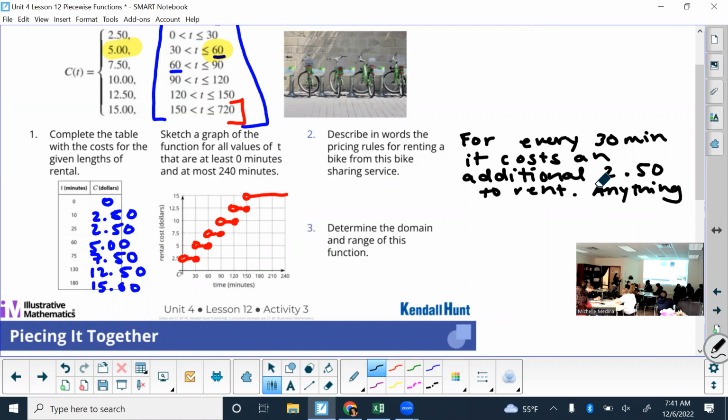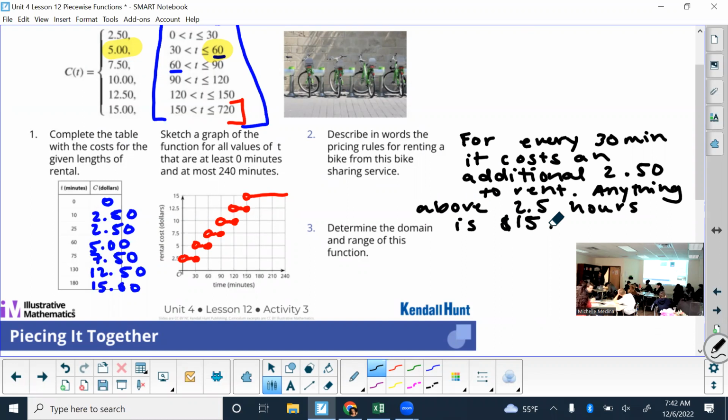So anything above 2.5 hours, I'll just put, is $15. All right, anyone agree, disagree? All right, I think that's a good summary of the rule for how they're charging.